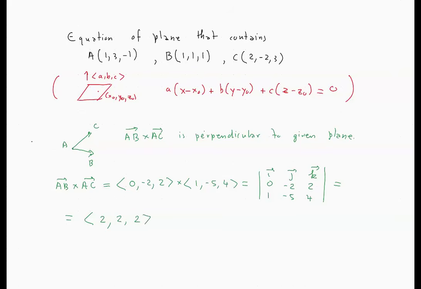And we can apply this formula here with the point A, (1, 3, -1), and this will give us 2 times x minus 1 plus 2 times y minus 3 plus 2 times z plus 1 is equal to 0. There's no particular reason to simplify this. We can leave this as it is, and that's the equation of the plane we were looking for.